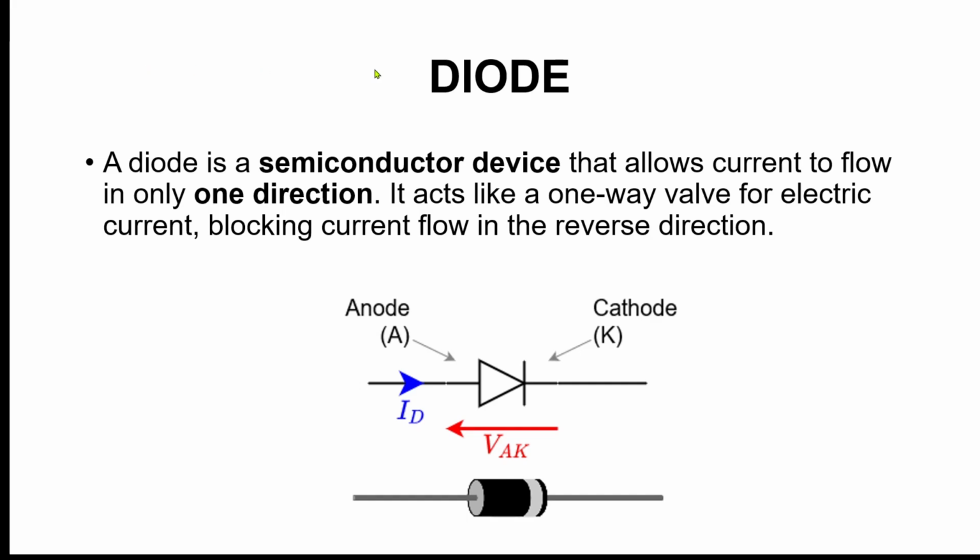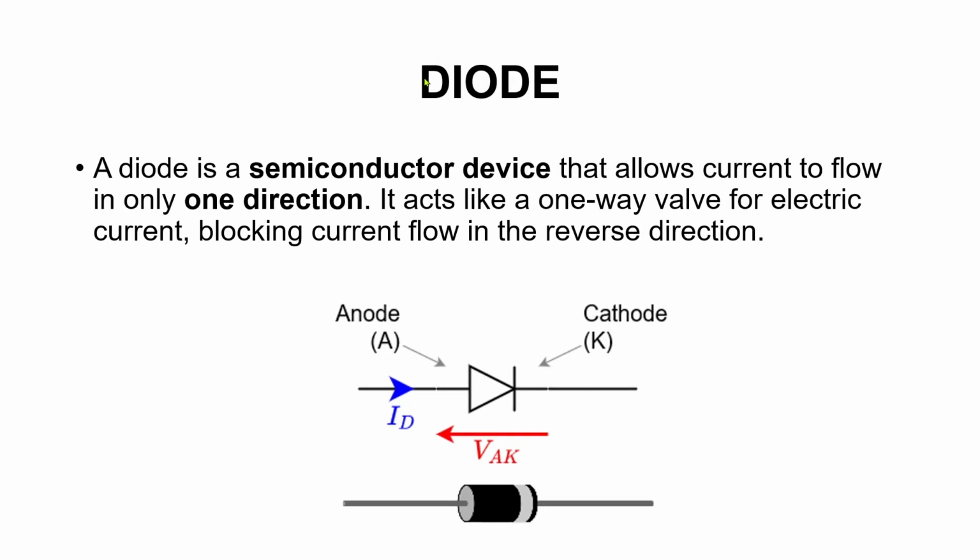So, first things first. What exactly is a diode? A diode is a small semiconductor device that acts like a one-way valve for electric current. It lets current flow easily in one direction, but pretty much blocks it from going the other way. Think of it as a check valve in plumbing. Water, or in this case, current, can go one way but not back.